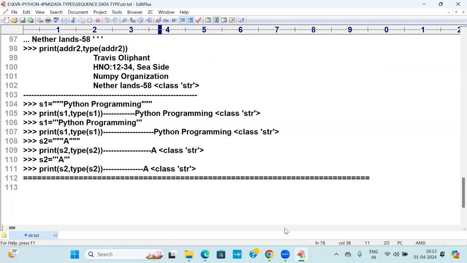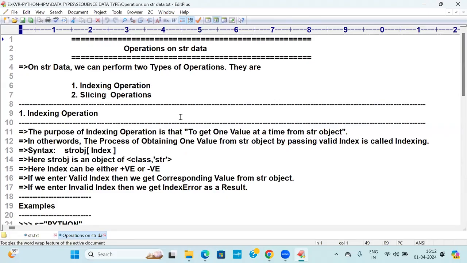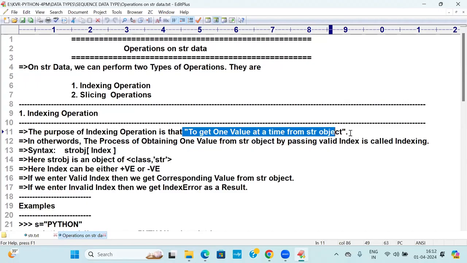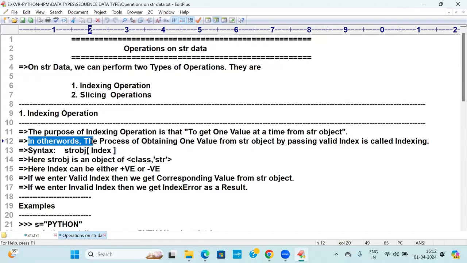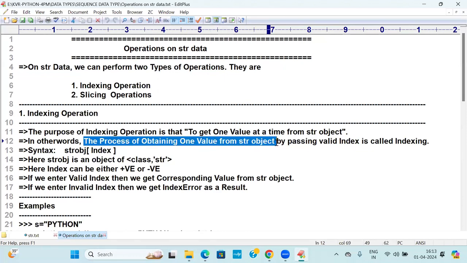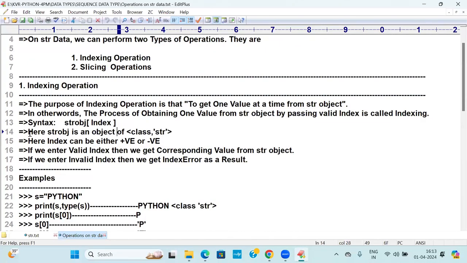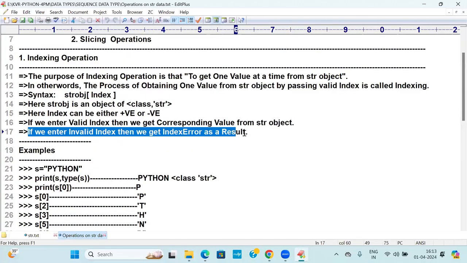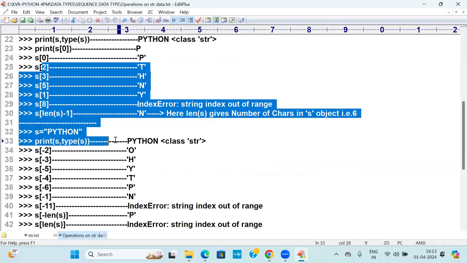Now it's time to go for operations. How many types of operations? Two types. One is indexing, the other is slicing. Indexing operation meaning is what? Obtaining a single value, getting one value at a time from the str object by passing a valid index. That is called indexing: str obj of index. Here str obj is an object of str class. The index can be either positive or negative. If we enter a valid index, we get the corresponding value from the str object. If we enter an invalid index, we get an index error. I already showed this example in the last session.